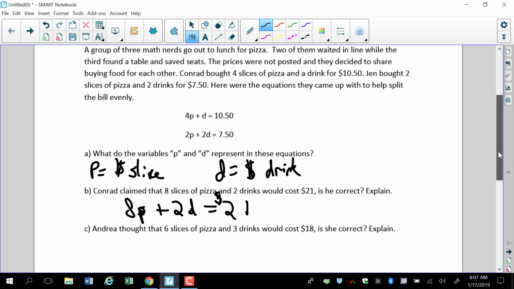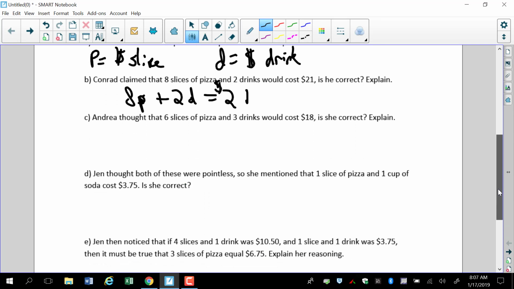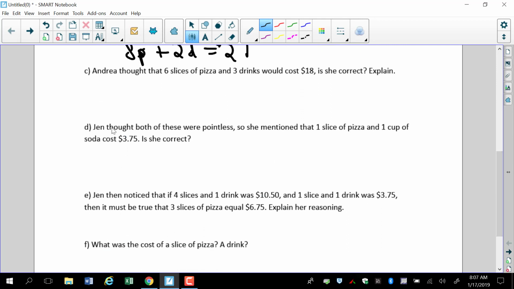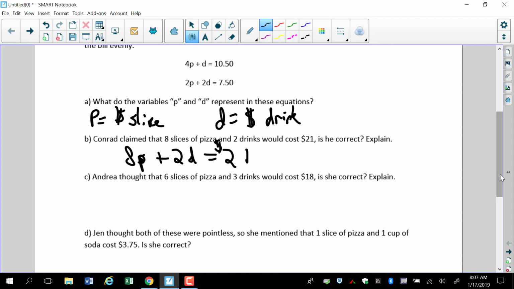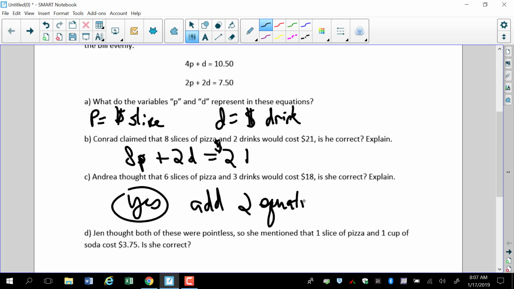Using that same kind of concept, take a minute, pause the video, and see if you can do C and D. All right, so if you took a minute, try to figure out where this comes from. 6 slices and 3 drinks, well, what happens if we just combine this entire order and just buy it all at once? Notice we have 6 slices and 3 drinks is $18. And yeah, that's exactly where this comes from. You just add the 2 equations.